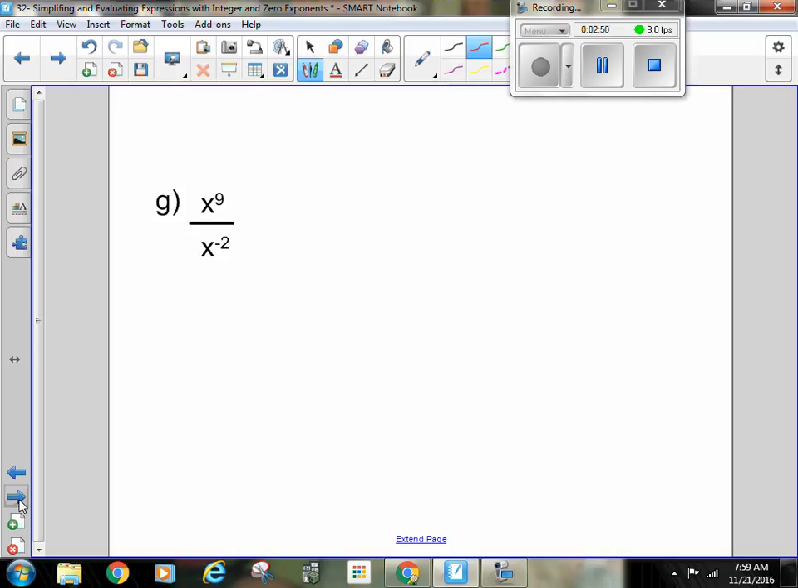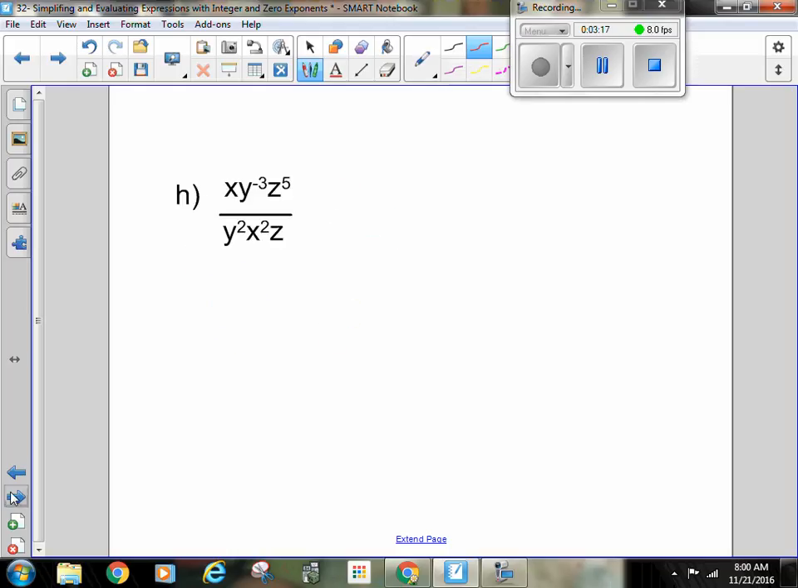Okay, here, you can think about it like this. 9 minus negative 2. So it turns into plus positive. We get x to the 11th. The other thing we can do is move this up to the top right away, x to the 9th, and then it becomes positive. This is a product of powers, so we're going to add them. So we get x to the 11th. Two ways to think of the same problem.